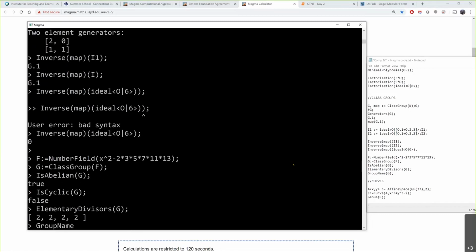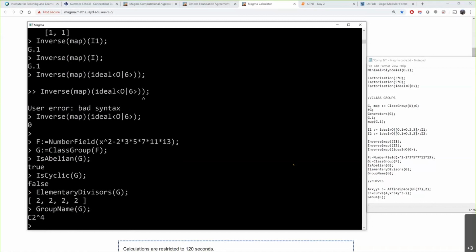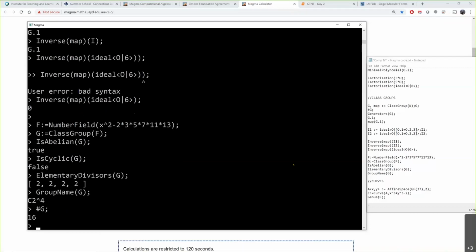Even better, remember groupnames.org. You can actually call for the group name in Magma, and that will tell me that the group name is the cyclic group of order 2 to the 4th power. So it's Z mod 2 cross Z mod 2 cross Z mod 2 cross Z mod 2. The order of my class group is 16.